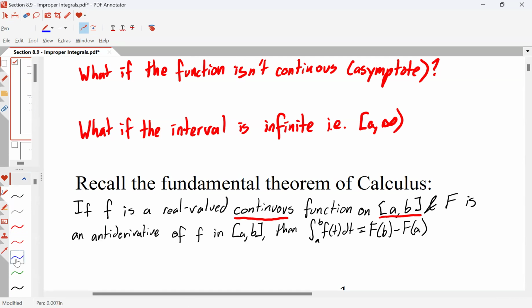The first question, what if the function isn't continuous, will be addressed in type 2 integrals. So we're going to look at those second. But what if the interval isn't finite, or we have an infinite interval? This is what is known as a type 1 improper integral.